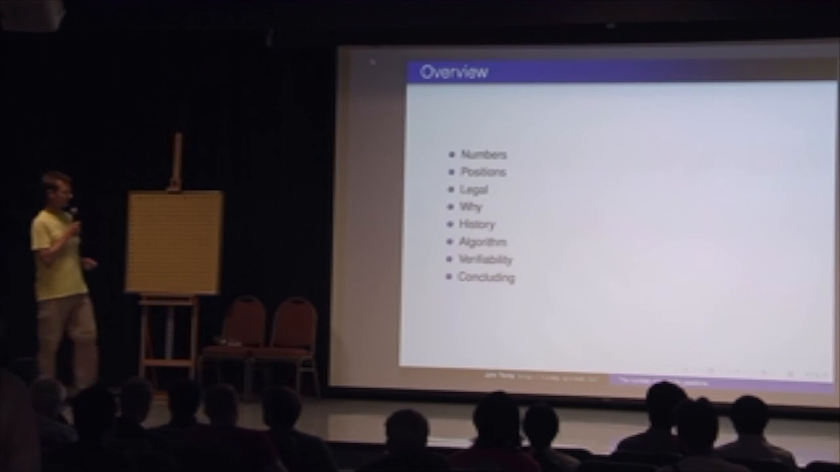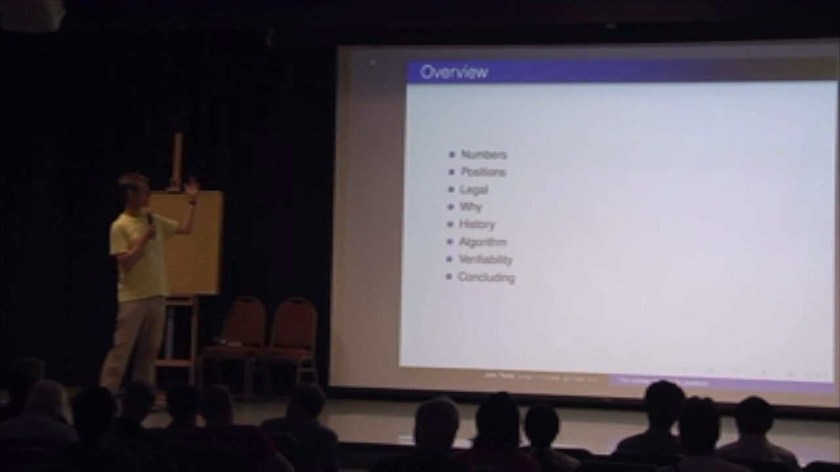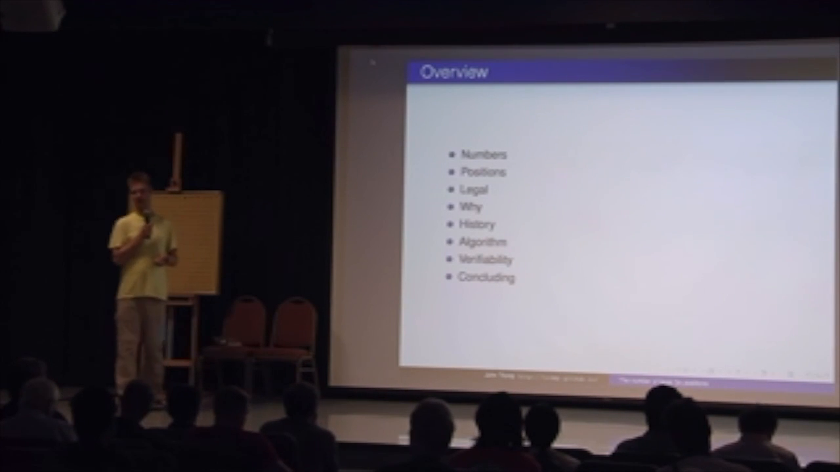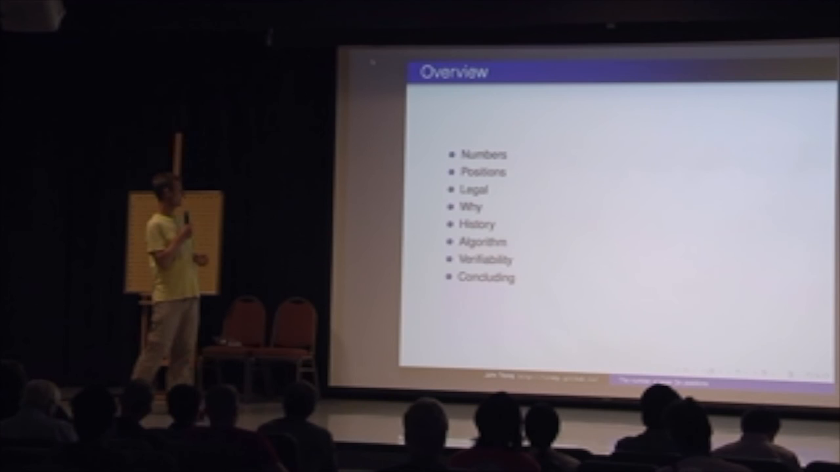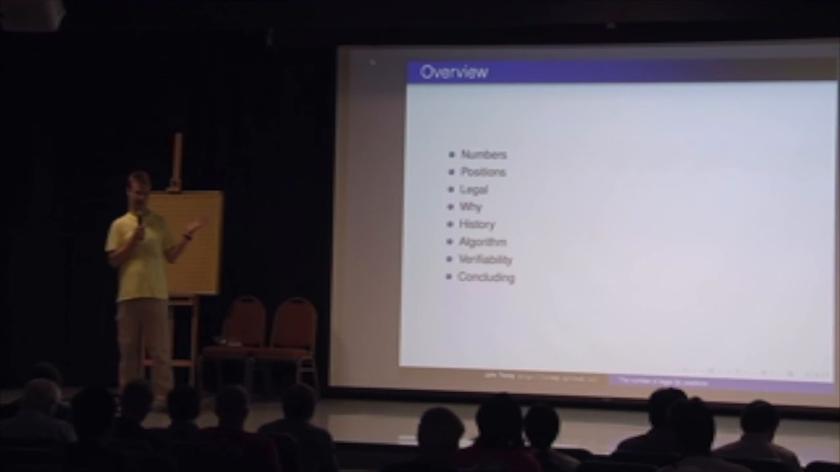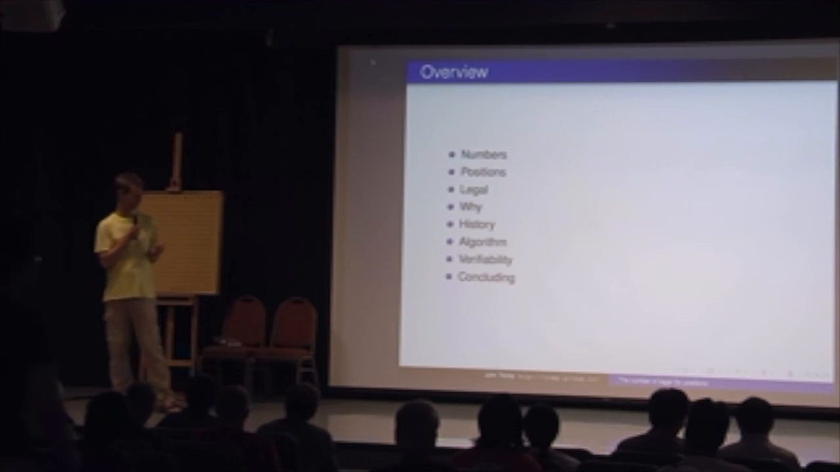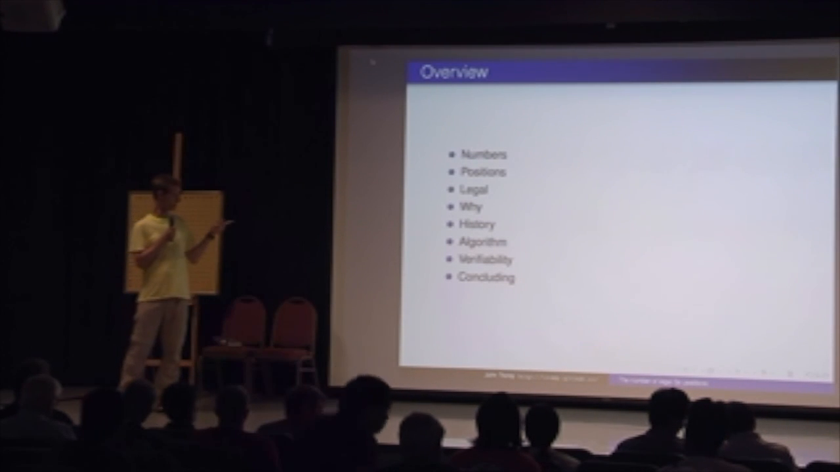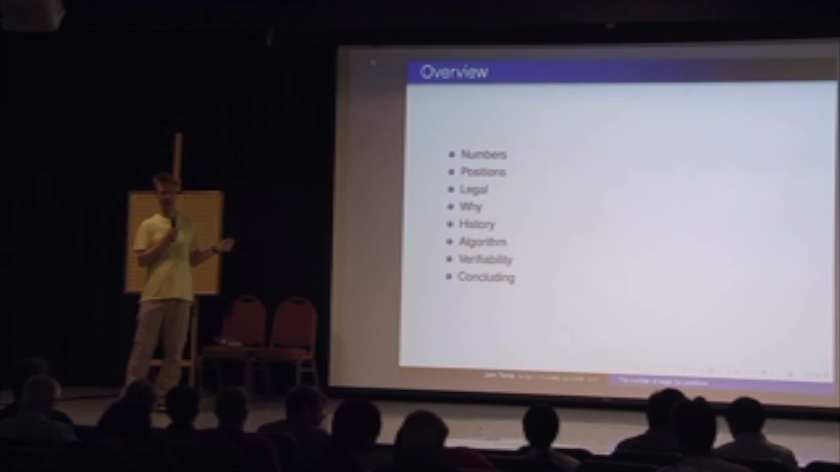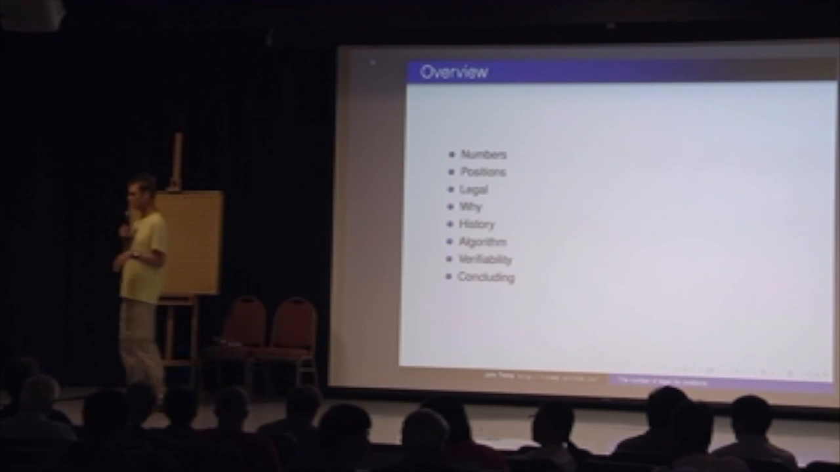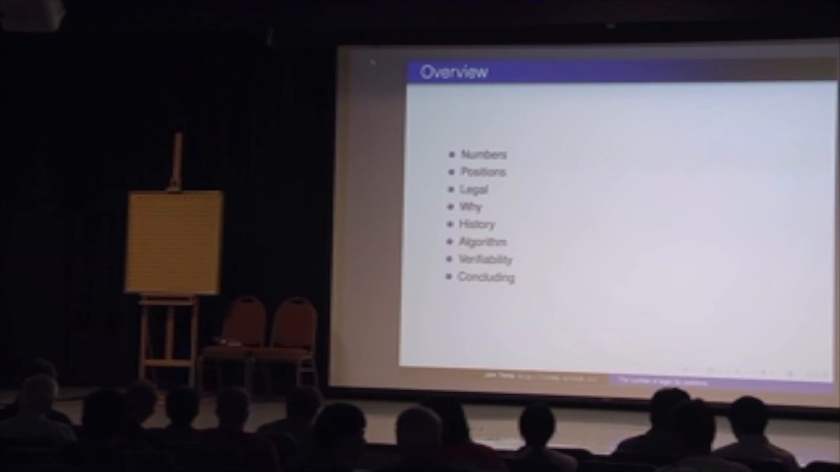So the topics I will be covering in this talk are, of course, numbers, positions, what is legal, and why I want to compute the number of Go positions. I'll tell a bit about the history of how people have attacked this problem. Then I will present the main result, what is the number, and show you how the algorithm works that allowed me to compute this. I'll also mention why I am pretty convinced that this result is accurate and how you could verify it. And I'll end with the usual concluding remarks.